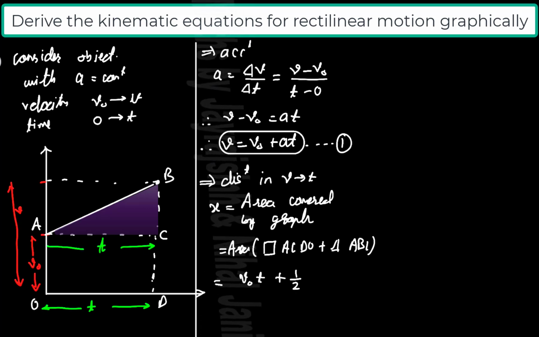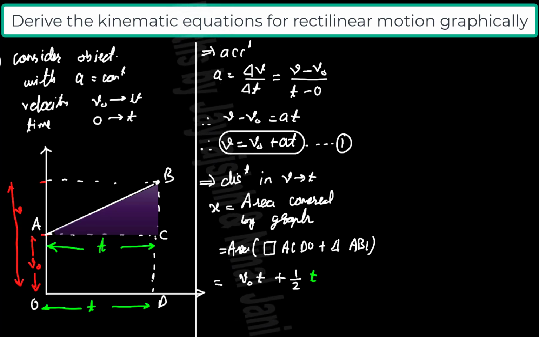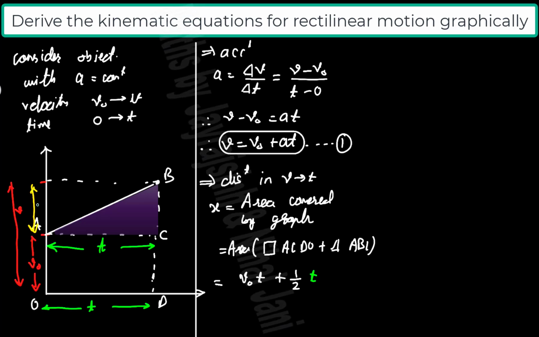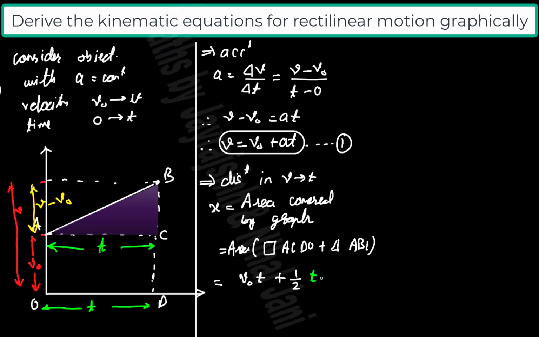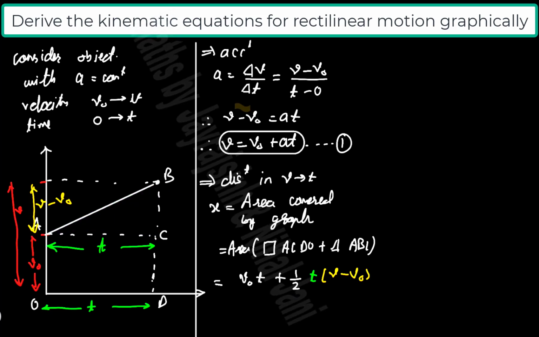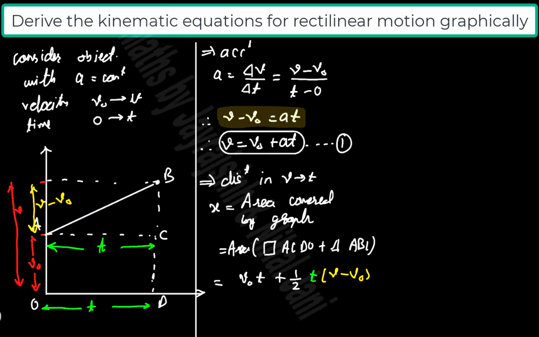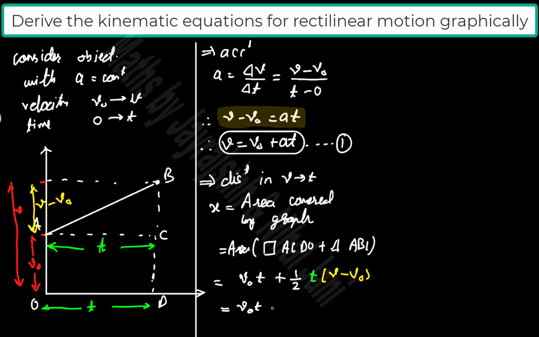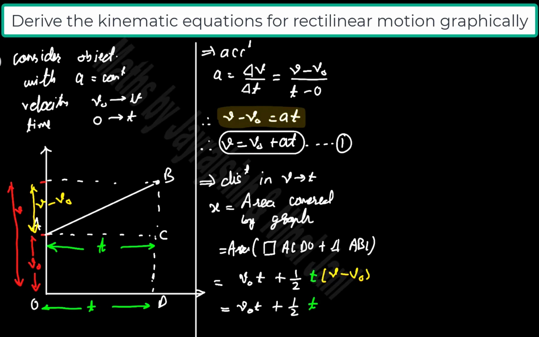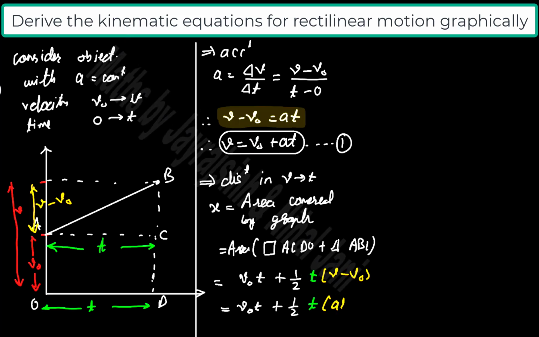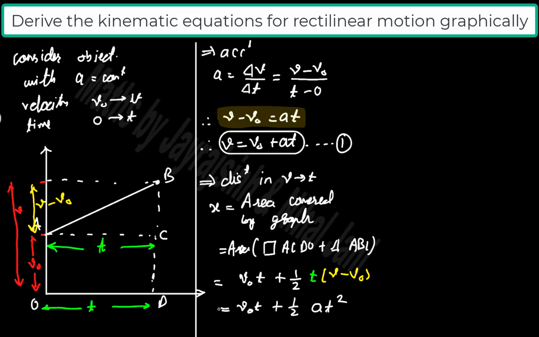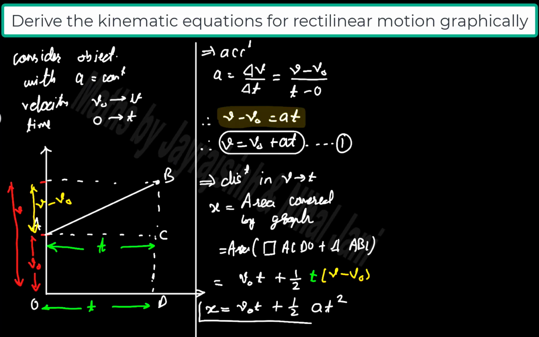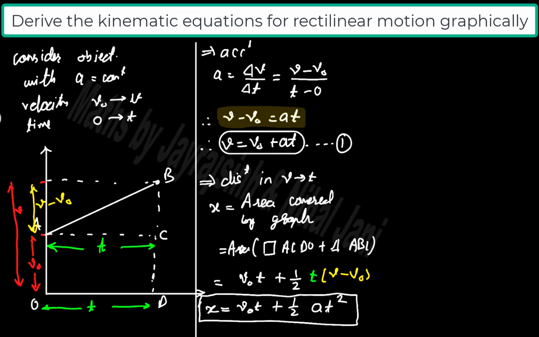base, which is t, and altitude, which is BC, or we can say it is v minus v0. From equation A, we can say v minus v0 is at. So here we will get v0t plus half t into at, or we can say this will become half at square. So here we get your second equation of motion.